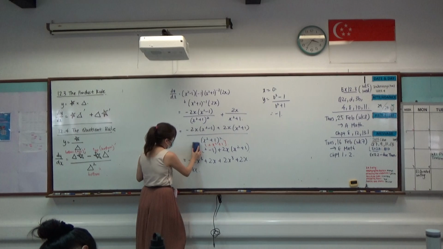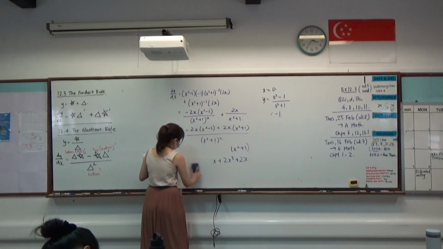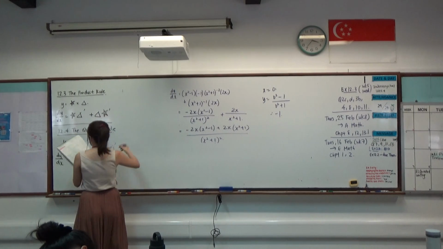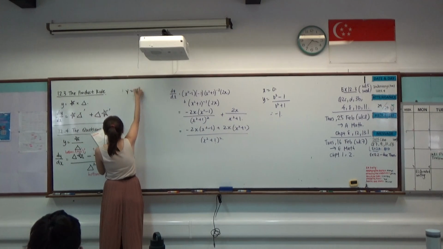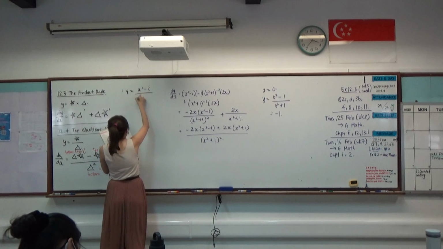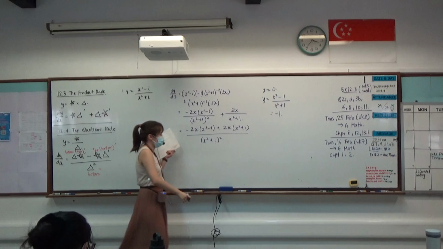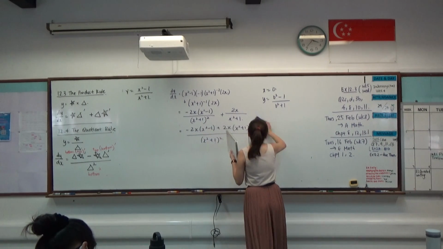Let me just erase from our previous question, where we were looking at y equals to x squared minus 1 over x squared plus 1. So this one where we use product rule. What if I use quotient rule? How does it look like?